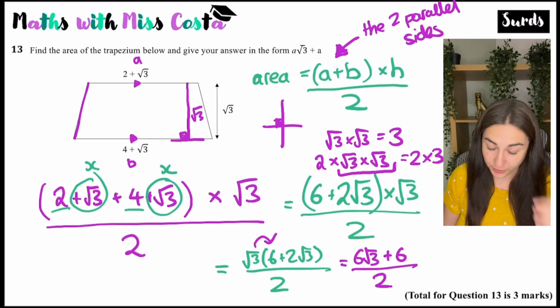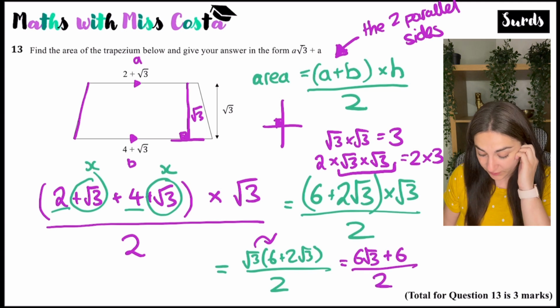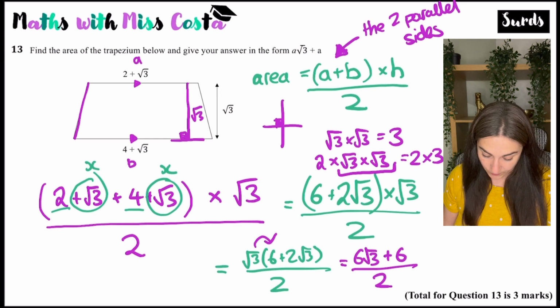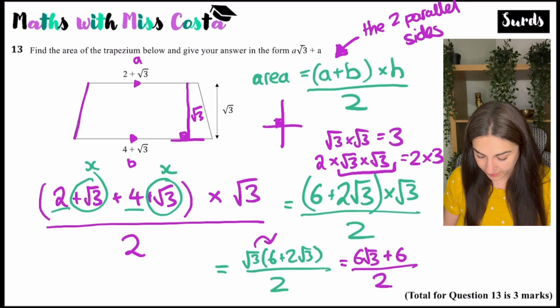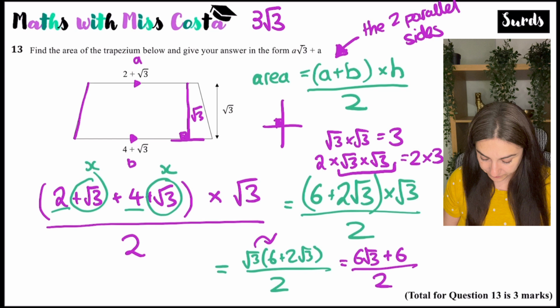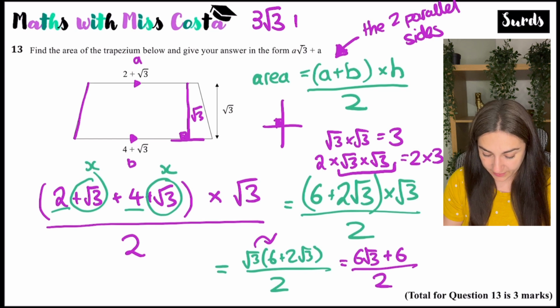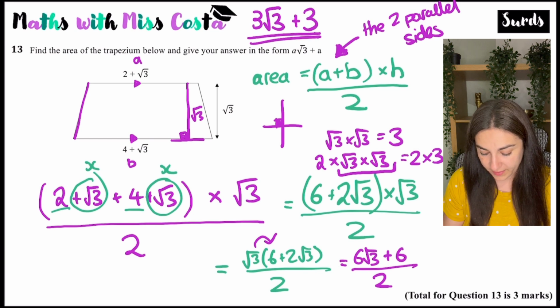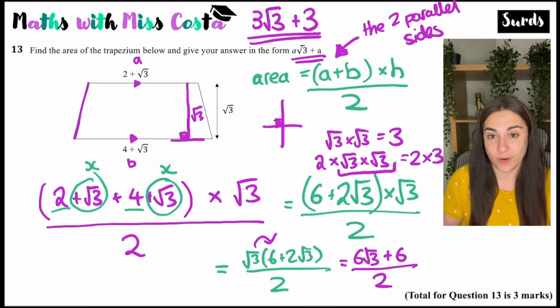So I'm left with 6 root 3 plus 6 over 2. And all I need to do is divide everything by 2. So 6 root 3 divided by 2 is going to give me 3 root 3. And 6 divided by 2 is 3. And you've got that in the form a root 3 plus a, where a is 3.